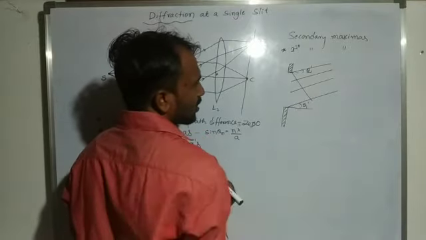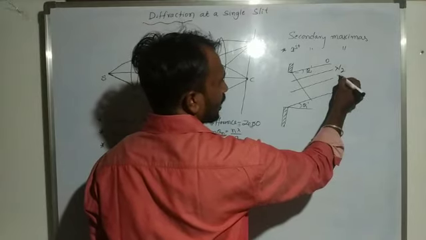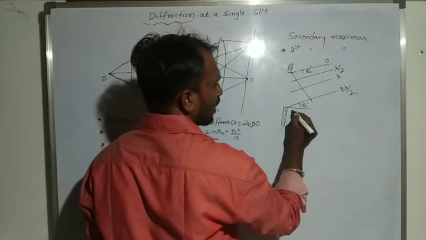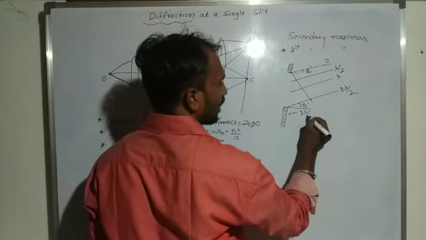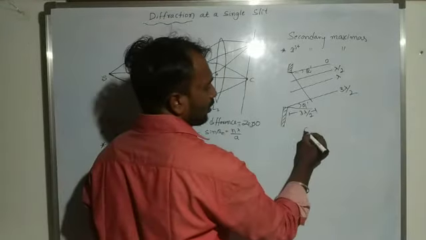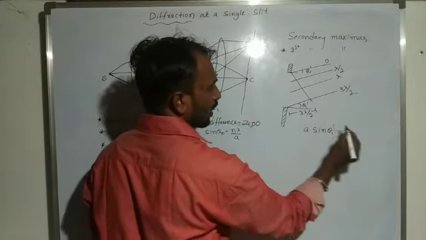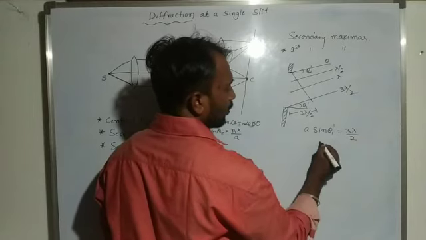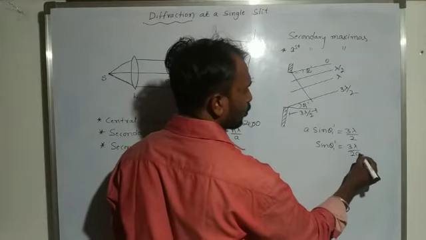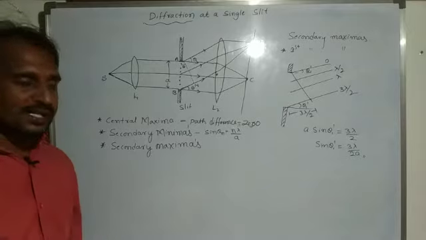Next, path difference. Here we consider 0, and this one is lambda by 2, and this one is lambda, and this one is 3 lambda by 2. It means a path difference. So this path difference we consider 3 lambda by 2. You already know that a sin theta 1 dash is equal to the path difference, 3 lambda by 2. It means a sin theta 1 dash is equal to 3 lambda divided by 2, so this is the formula to find the first secondary maxima.